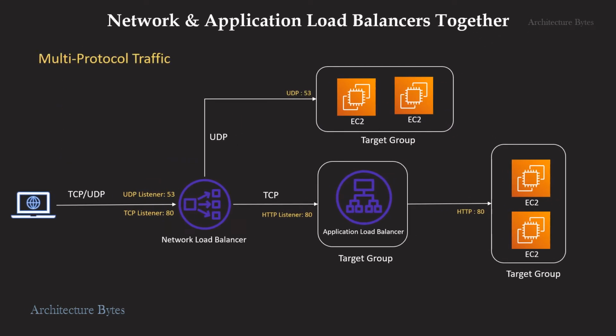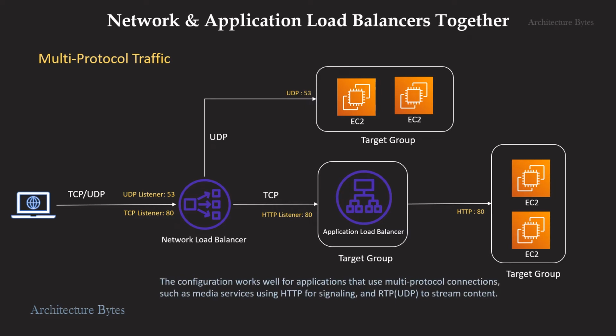Here's an example of handling multi-protocol traffic using network and application load balancers. The network load balancer here has two listeners, TCP on port 80 and UDP on port 53. The TCP listener is configured to forward traffic to an application load balancer target group, while the UDP listener is configured to forward UDP traffic to another target group which has instances that will accept UDP traffic. This configuration works well for applications that use multi-protocol connections, such as media services using HTTP for signaling and RTP for streaming content.